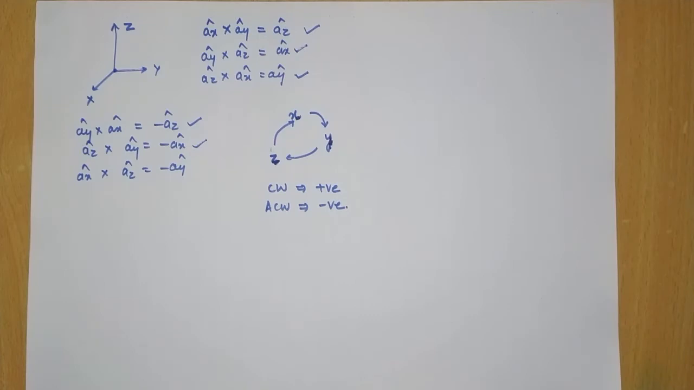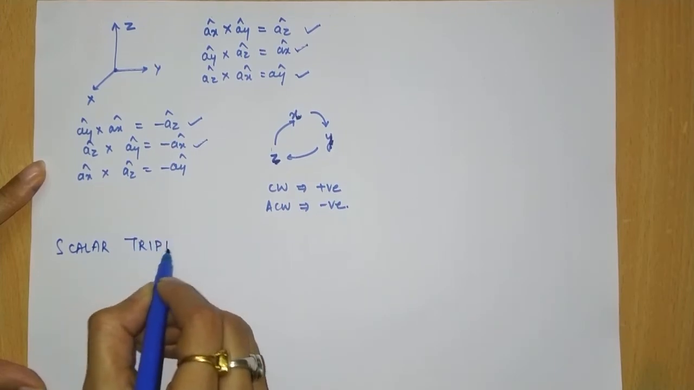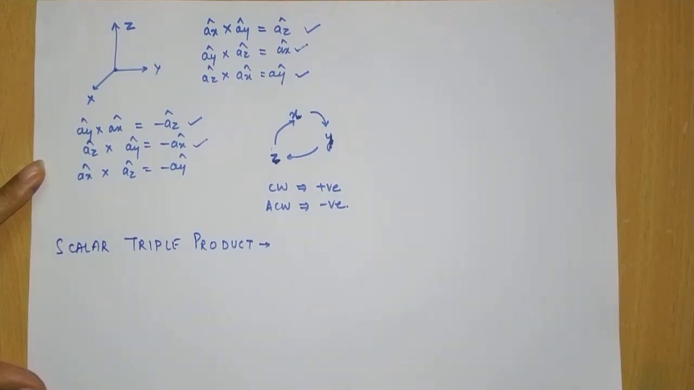Hence, from this discussion, I can say that cross product is not commutative and its direction is obtained by the right hand thumb rule. Now, the next type of product is the scalar triple product. As the name suggests, here we will have 3 vectors and still the output will be a scalar. For this, we take the cross product of 2 vectors that will result in a vector quantity, and then take the dot product with the third vector, which will give us a scalar quantity.